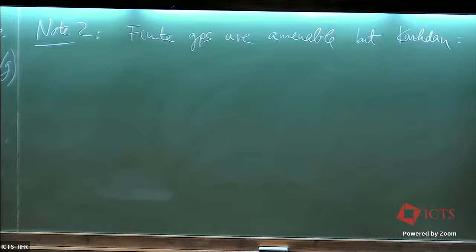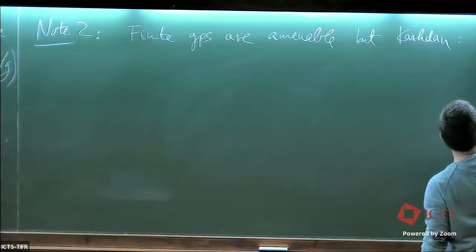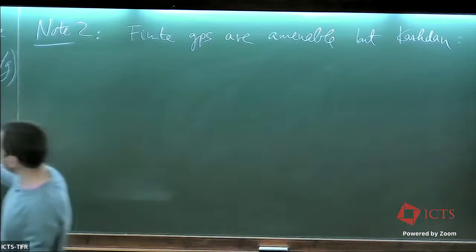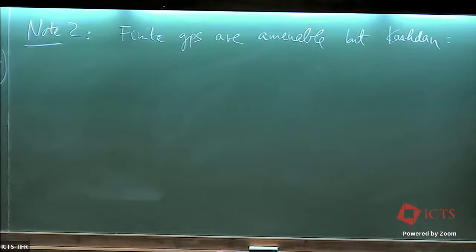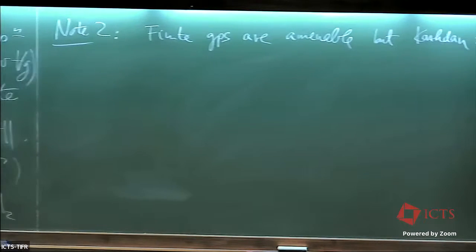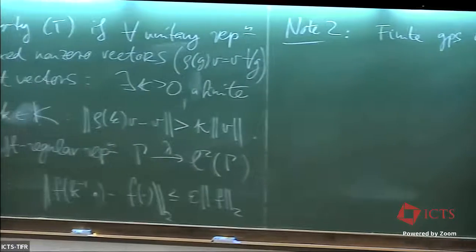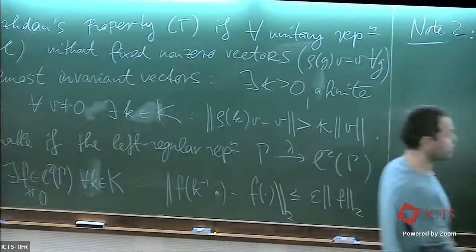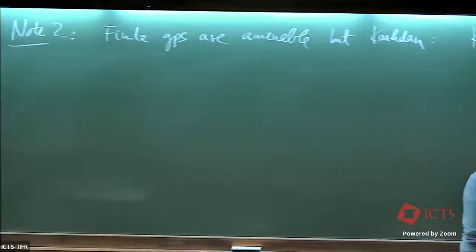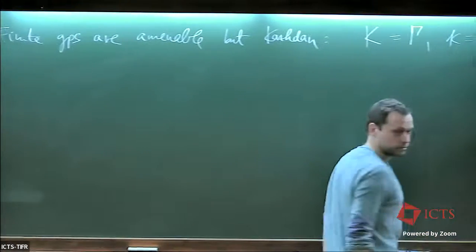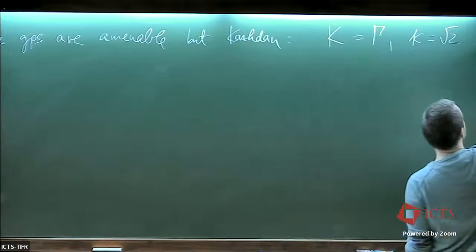Okay, so actually, if I want to prove that, I want any unitary representation without fixed vectors, and I want a kappa and a k for any. So what I'm saying is that k equals gamma, and kappa equals square root of 2 works for any finite group.